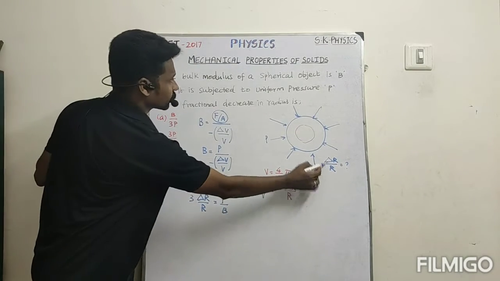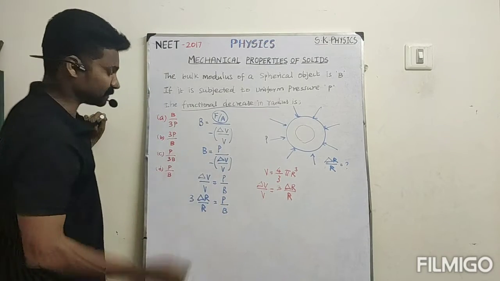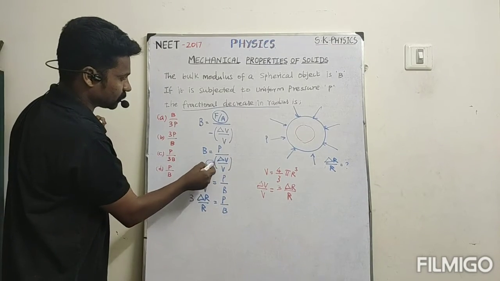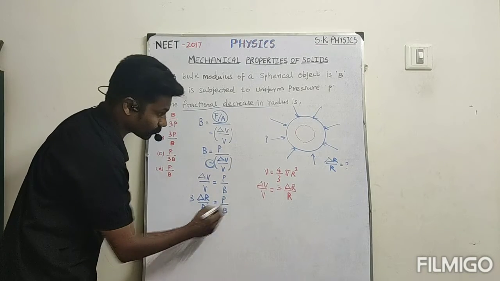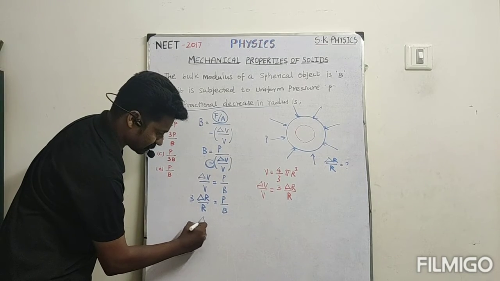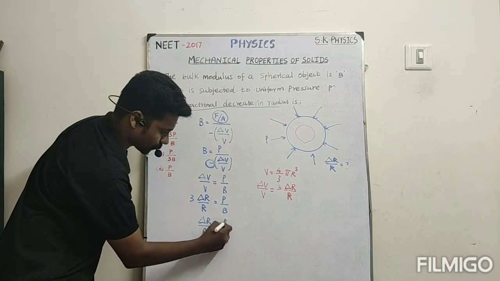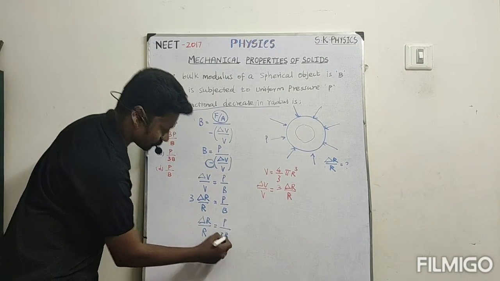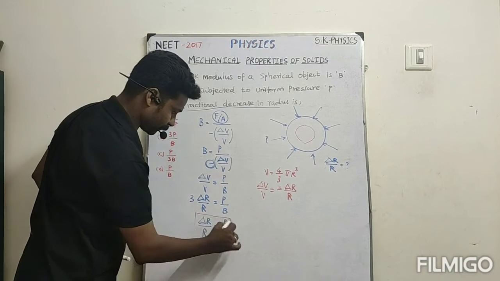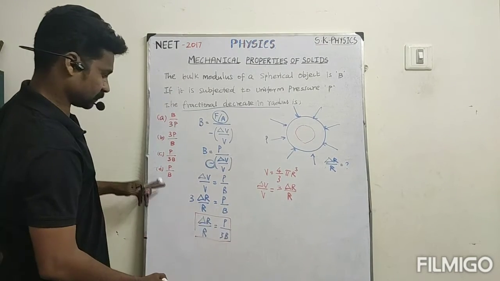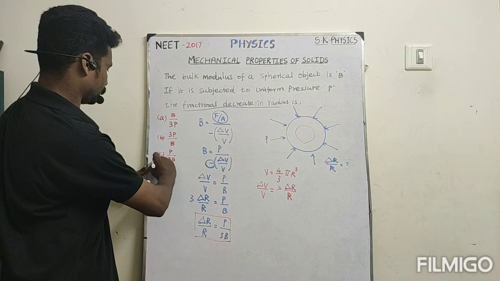Now they are asking about the fractional decrease in radius. The decrease only means a negative sign here. So they are asking the fractional change in the radius. Therefore delta r divided by r is equal to P divided by 3B. So this is the required answer, P divided by 3B. That is option C.